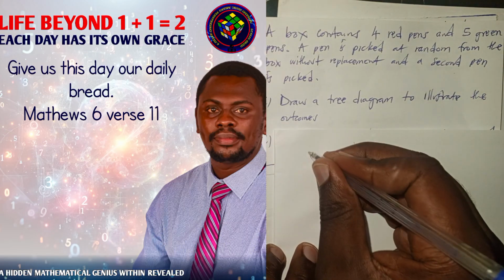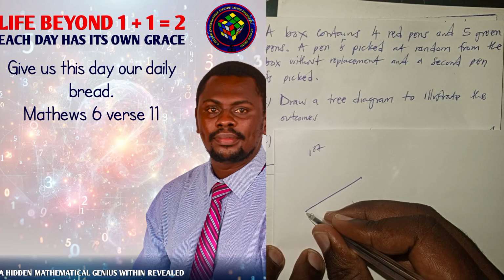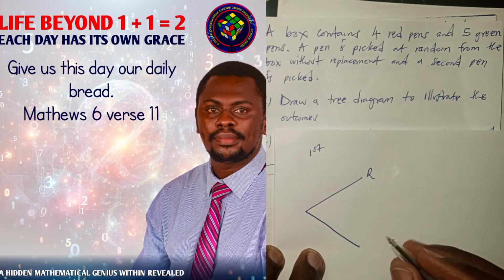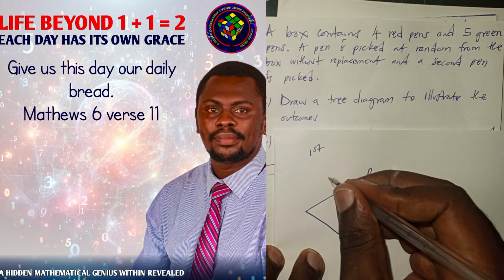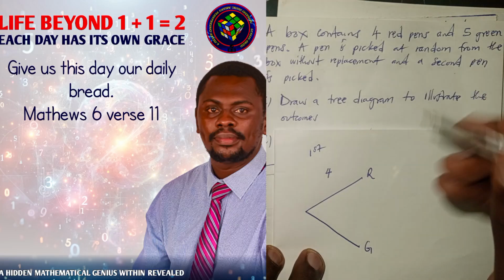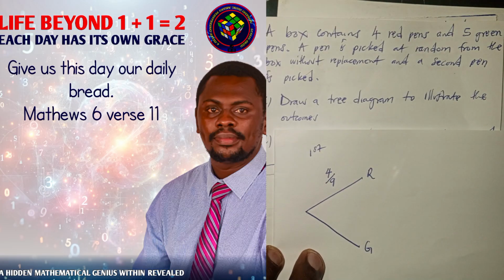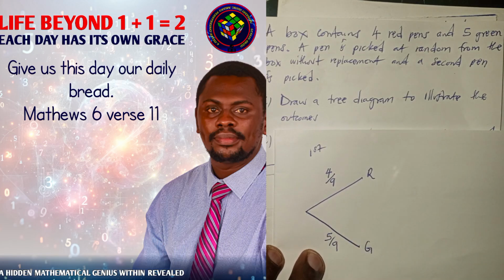So we have the first pick. In the first pick, the probabilities are as follows. We have red and green. For red we have 4 over, the total is 4 plus 5, that is 9, so we have 4 over 9. Then for green, we have 5 over 9. That is in the first pick.